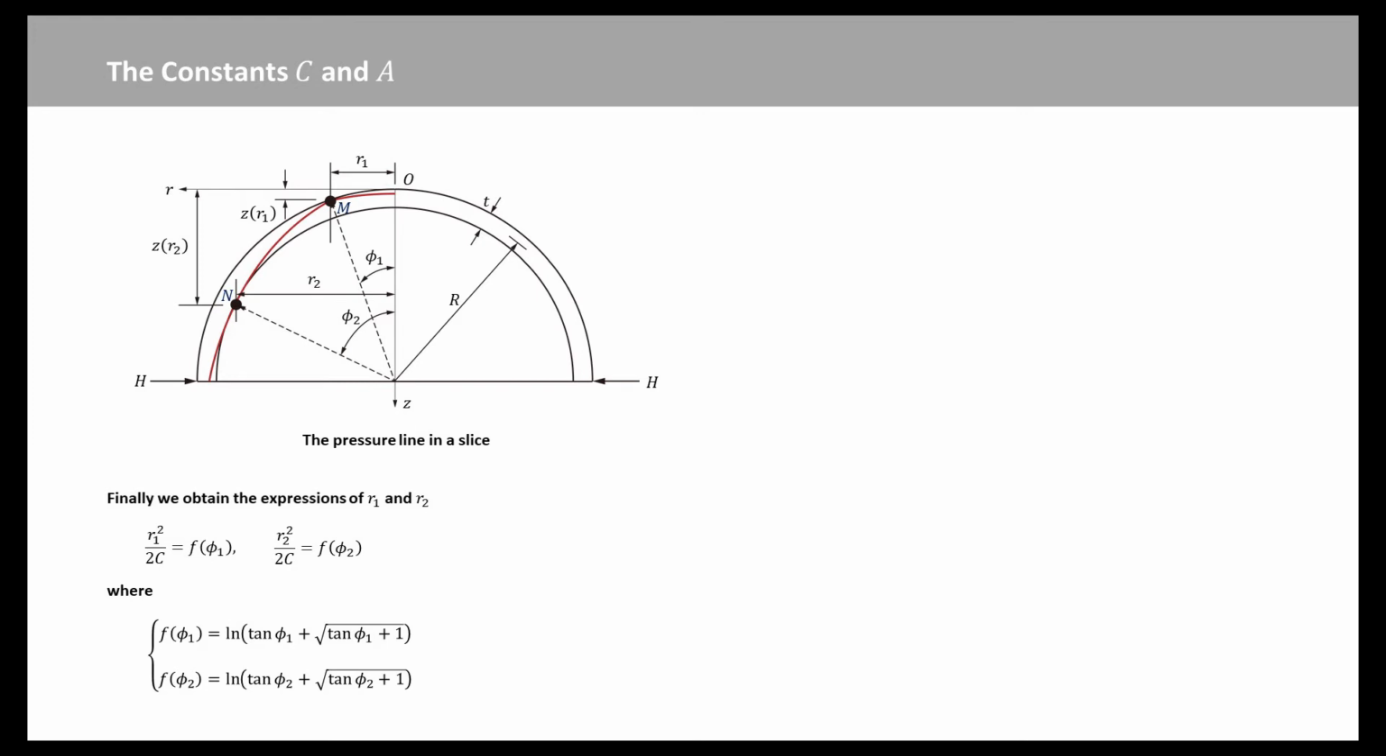The same constant 2c is contained in the two conditions. For the sake of simplicity, we set chi equal to T over 2R. Then we have the equation of 2c. The condition is one of the two equations required to obtain the angles phi1 and phi2.